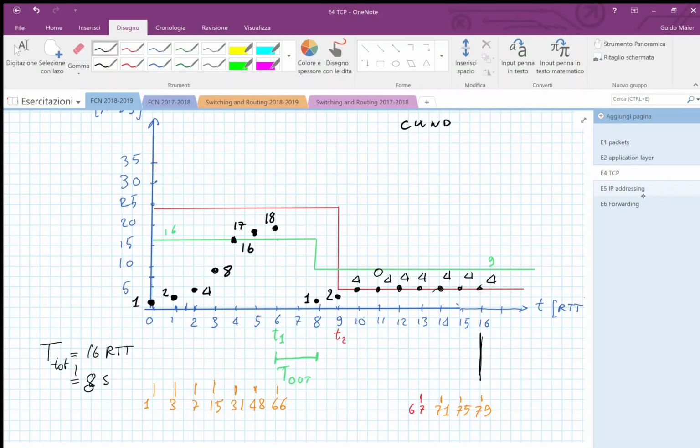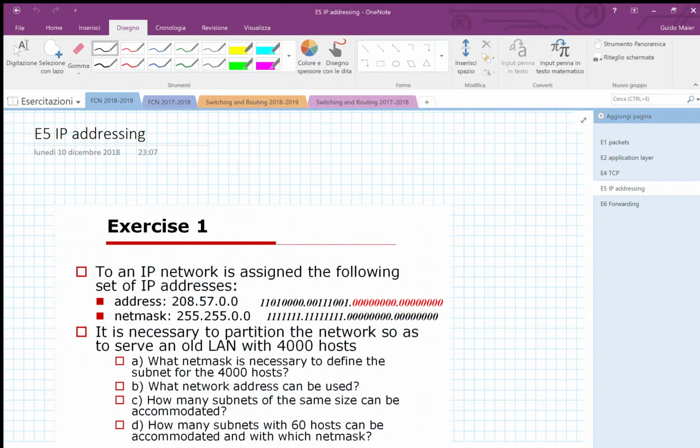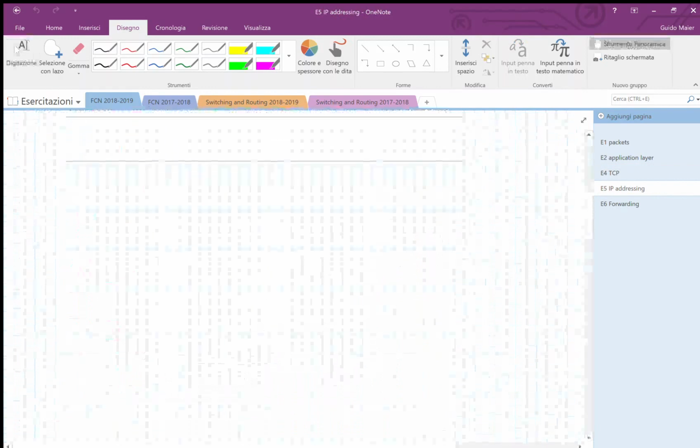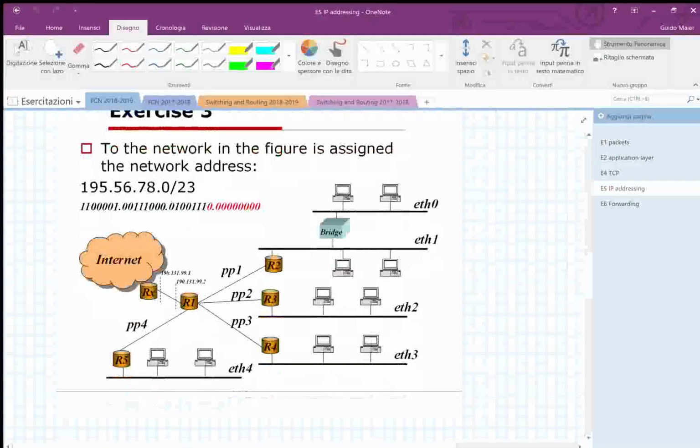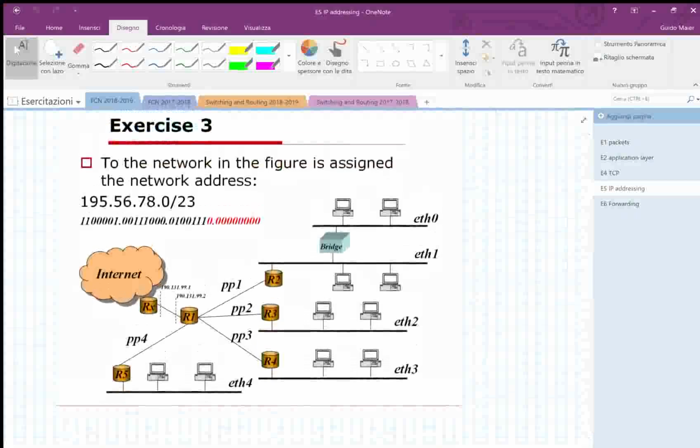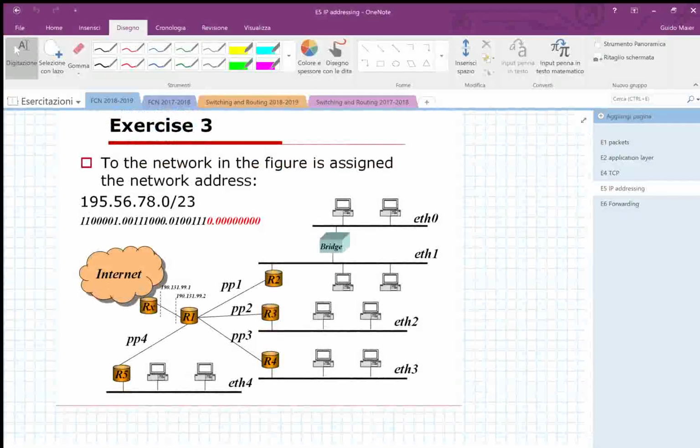So let's skip to IP addressing, and I move to exercise number 3. We have an exercise about subnetting, and more specifically about variable length subnet mask.